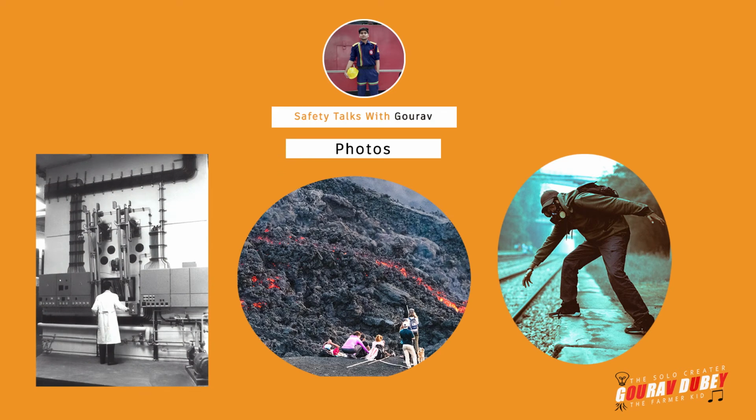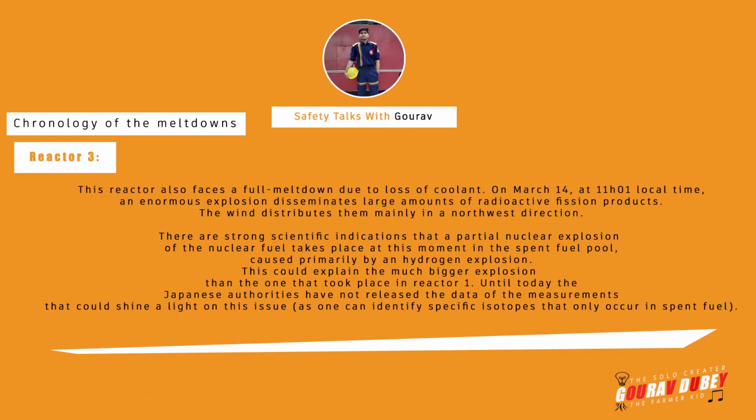There are strong scientific indications that a partial nuclear explosion of the nuclear fuel took place at this moment in the spent fuel pool, caused primarily by a hydrogen explosion. This could explain the much bigger explosion than the one that took place in reactor 1. Until today, the Japanese authorities have not released the measurement data that could shed light on this issue, as one can identify isotopes that only occur in spent fuel.